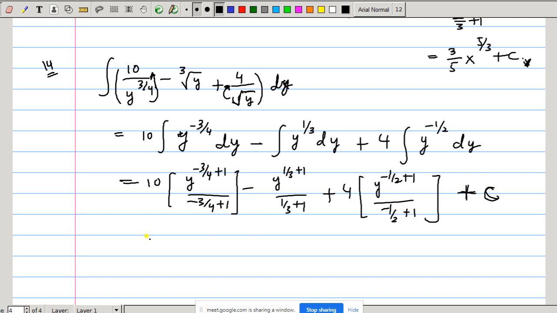Now if you simplify, minus 3 by 4 plus 1 is 1 by 4. So that will become 40 y to the power 1 by 4. Then 1 by 3 plus 1 is 4 by 3, so this will become 3 by 4 y to the power 4 by 3. And this is 1 half, so this will become 8 y to the power 1 half, plus c. Okay, so that's your answer. Simple.